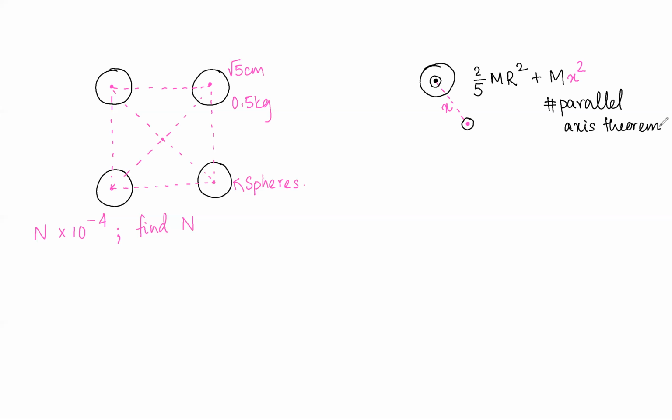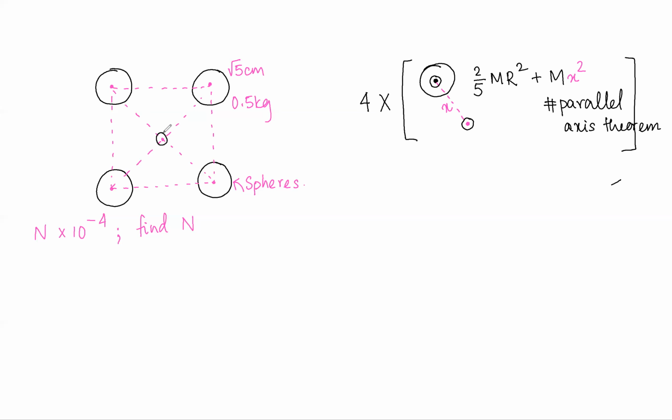Pause the video, give it a try. I hope you pause the video, instead of just continuing to listen to the lecture. Let's find out the moment of inertia of a single sphere. Our plan is, the figure that we have is basically 4 times the moment of inertia of a single sphere. So we find out this and then we just simply multiply by 4 because there are 4 of these spheres and all of them are identical.